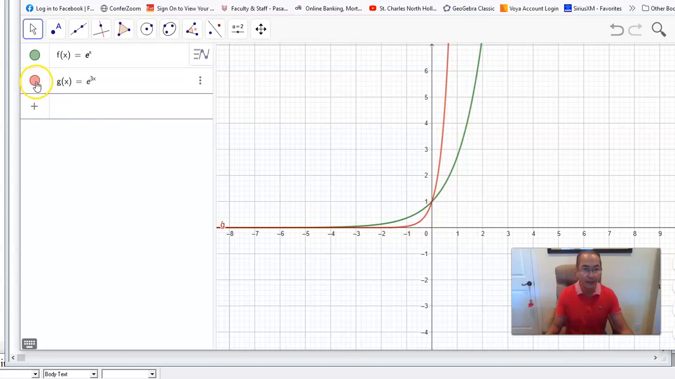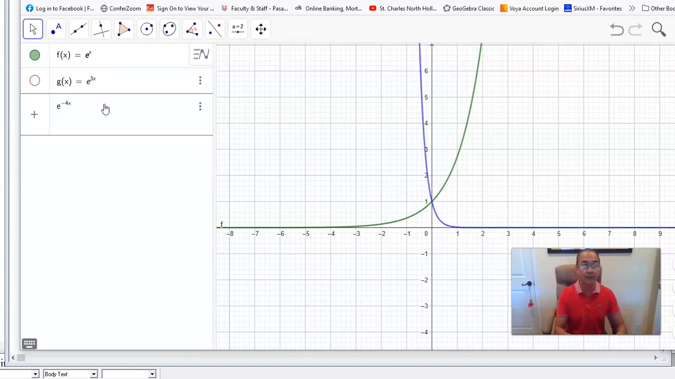Let me flash it a little bit. So e to the 3x is lower than e to the x when x is negative, but it is higher than e to the x when x is positive. But again, both of them are increasing functions. So let's take a look at the other example, e to the negative 4x. And this time, ooh, check it out. It's decreasing this time.